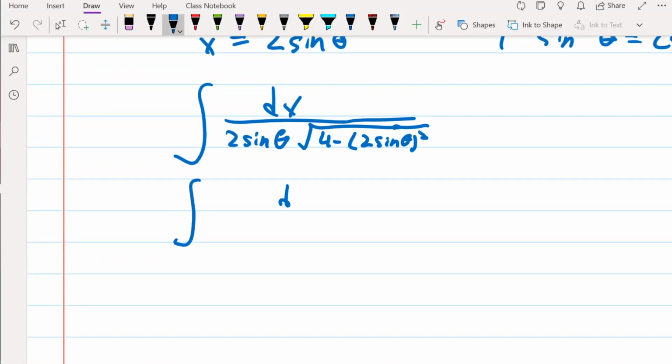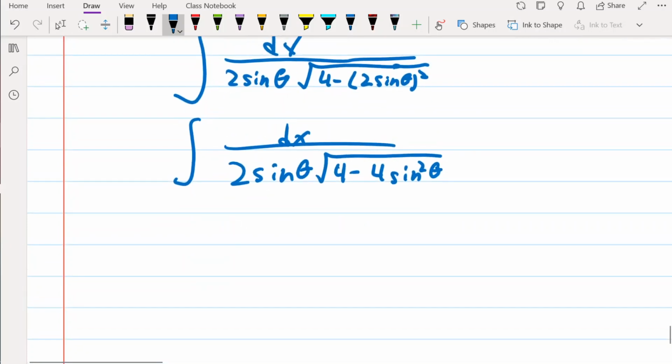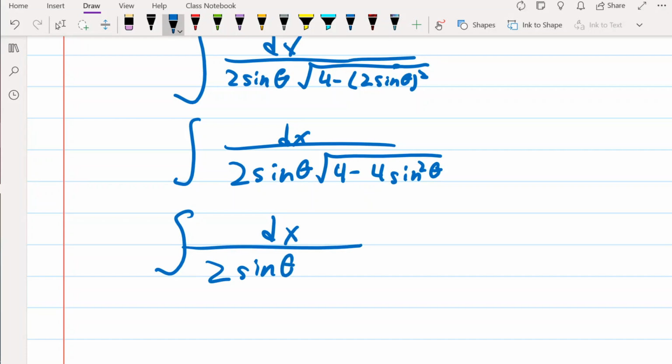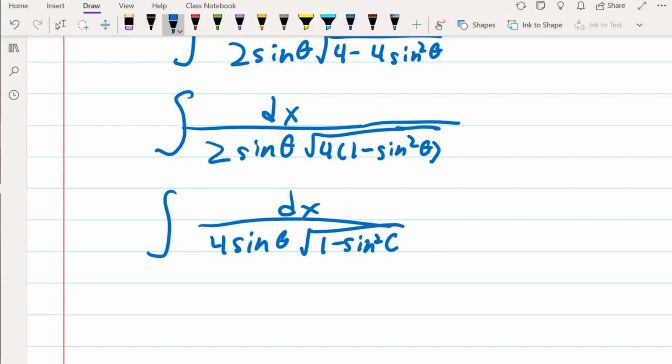All right, from here we're going to have dx over 2 sine theta times the square root of 4 minus 2 squared is 4 sine squared theta. We are now able to take out a 4 in that area. So it will look like 4 times 1 minus sine squared theta. And because they are now multiplied together, we can take this 4 out and we can take the square root of it. So dx over 4 sine theta, I'm just multiplying this 4 out, times the square root of 1 minus sine squared theta.